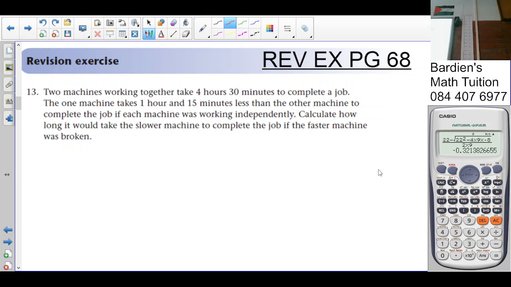Okay, so let's call one machine 1. So we say let machine 1 equal x. Okay. Then machine 2 is going to be, as it's taking 1 hour 15 minutes less, so it's x minus 1 hour 15 minutes. So which one is the slower machine? Machine 1. Machine 1 is the slower machine, not so.